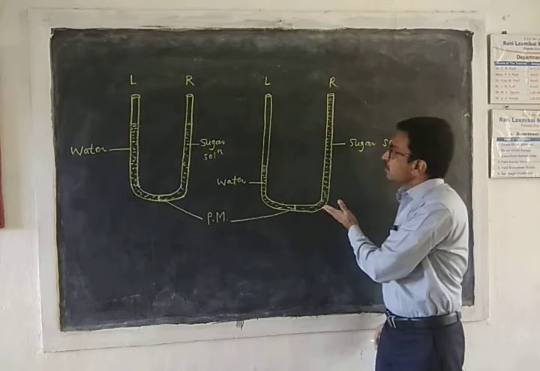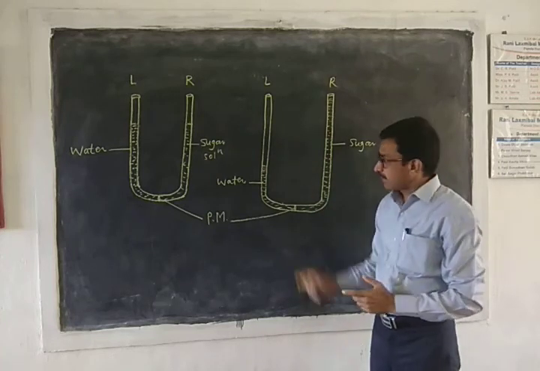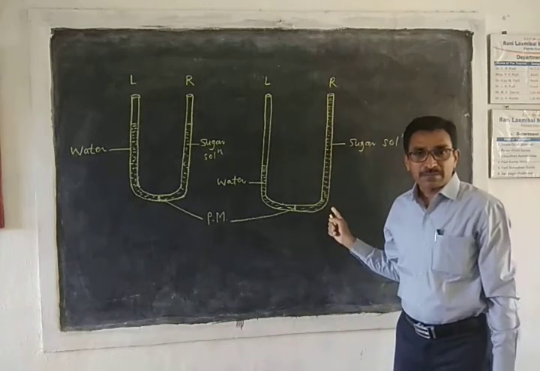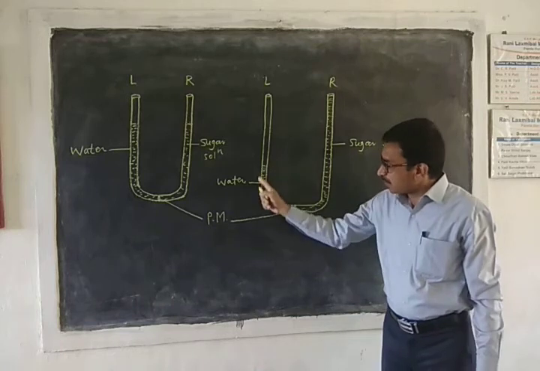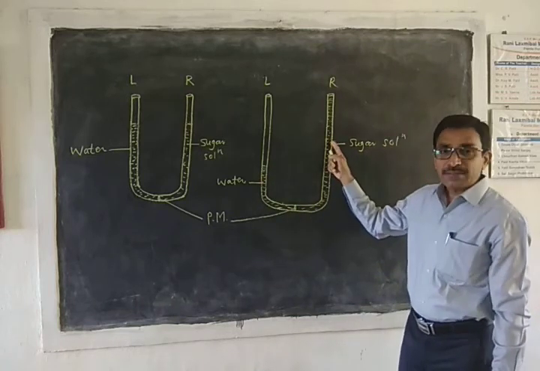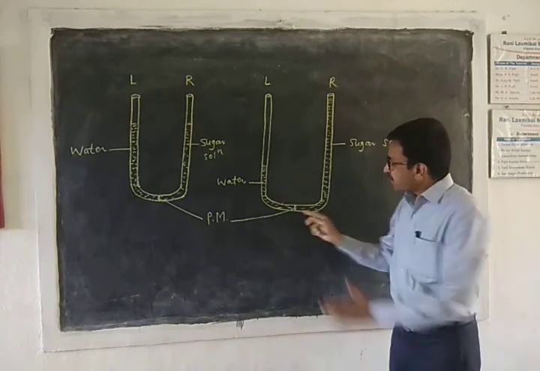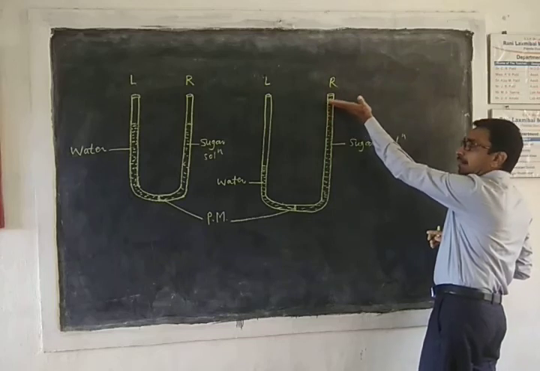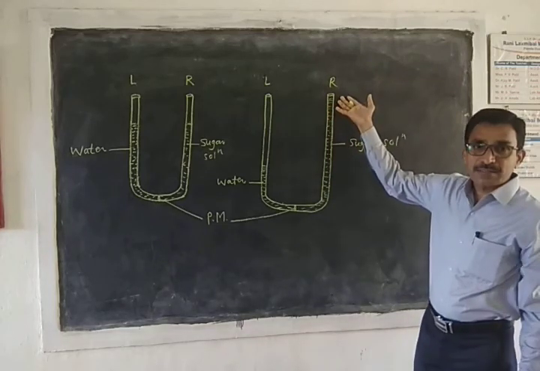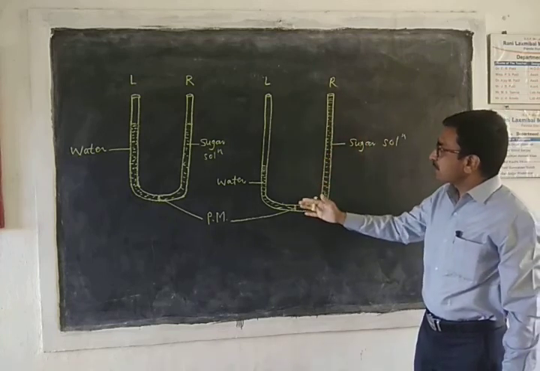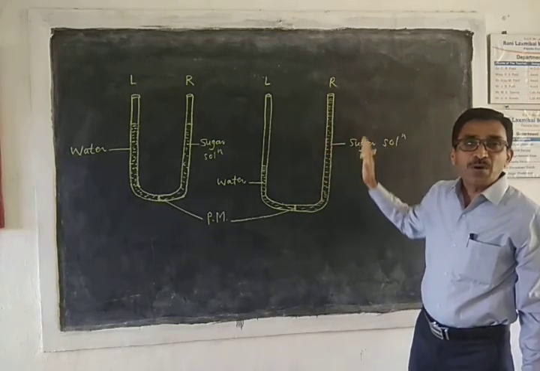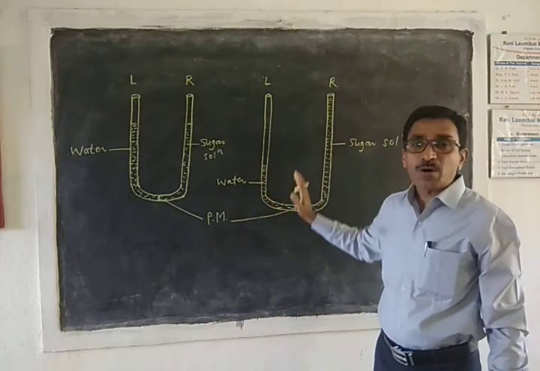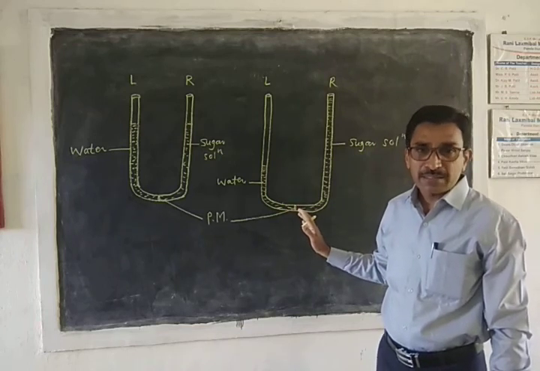Water is pushed towards the right limb, means this level increases. Why? That is because of the osmotic pressure. Because water molecules come towards the right limb, that is because of the osmosis, and here the pressure is created, and because of that pressure the level of the right limb increases. Why does the level of the solution of the right limb increase? That is because of the osmotic pressure, and this is a simple experiment through which we can explain the osmotic pressure. Okay, thank you.